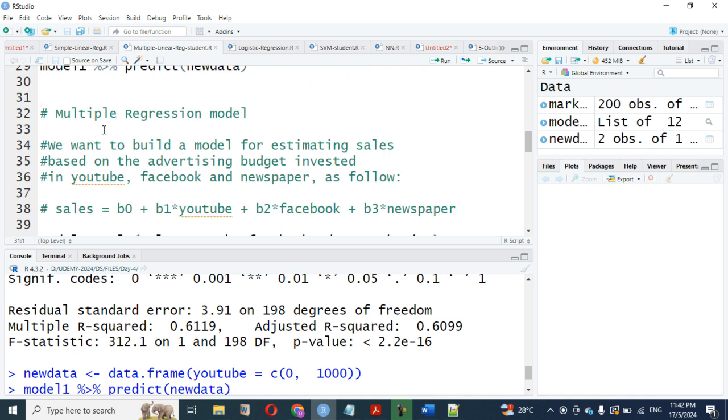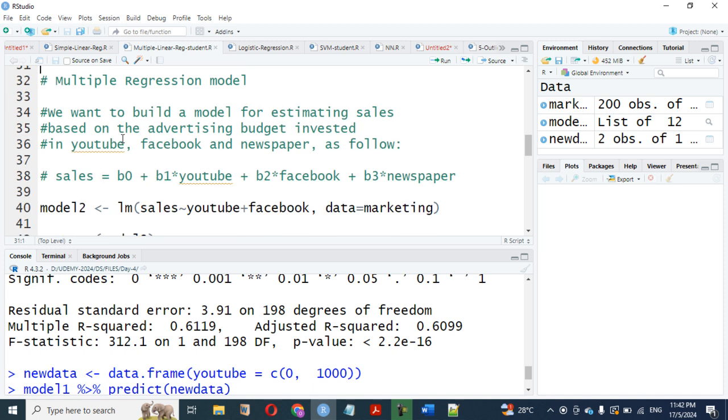So now we want to use the same method to build a model for estimating sales based on the advertising budget invested in YouTube, Facebook, and newspaper as follows. So we have our sales equal to our constant B naught, and we have our slopes. You have YouTube, you have Facebook, you have newspaper. This is how the equation is.